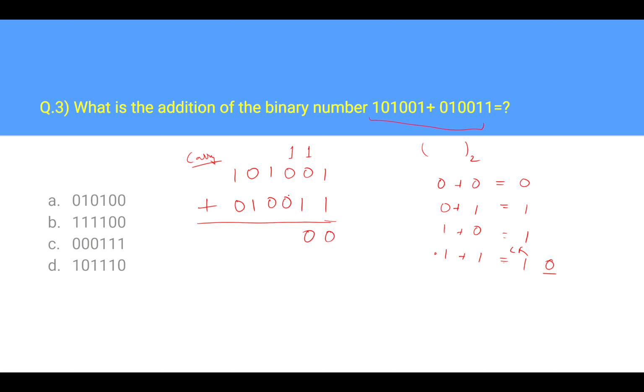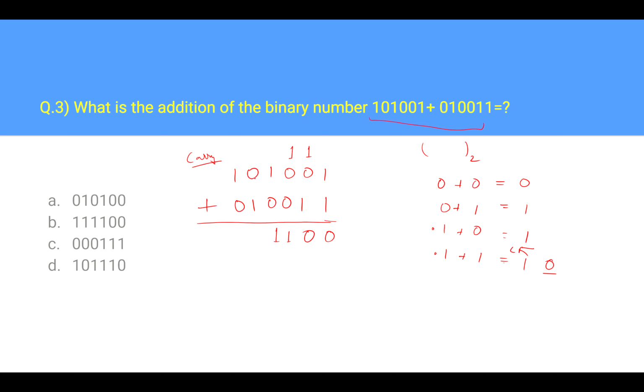Now this is 1 plus 0. This is our third case. So this gives out 1. So we'll write down the 1. There is no carry now. So next case is 1 plus 0. This is again this third case. This will give out 1. So we'll write down 1.